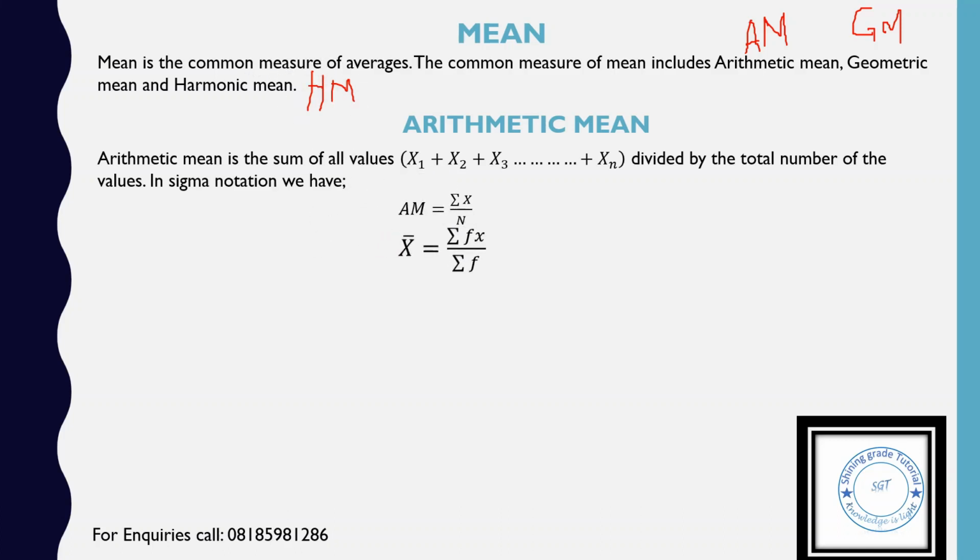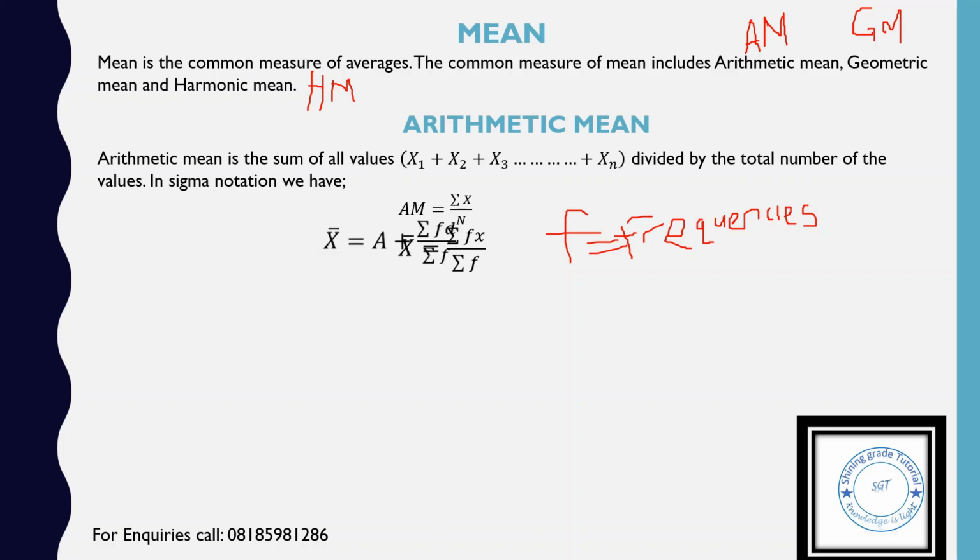When we have data with frequency or grouped data, we have summation fx divided by summation f, whereby f is the frequency, the number of times each observation occurs. So frequency shows the number of occurrences of each set of observations. So that is the idea of frequencies. I think that is well understood.